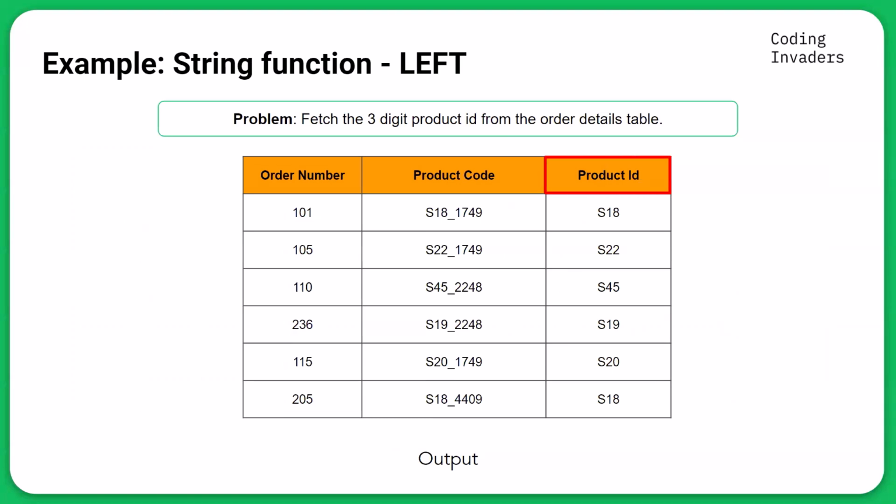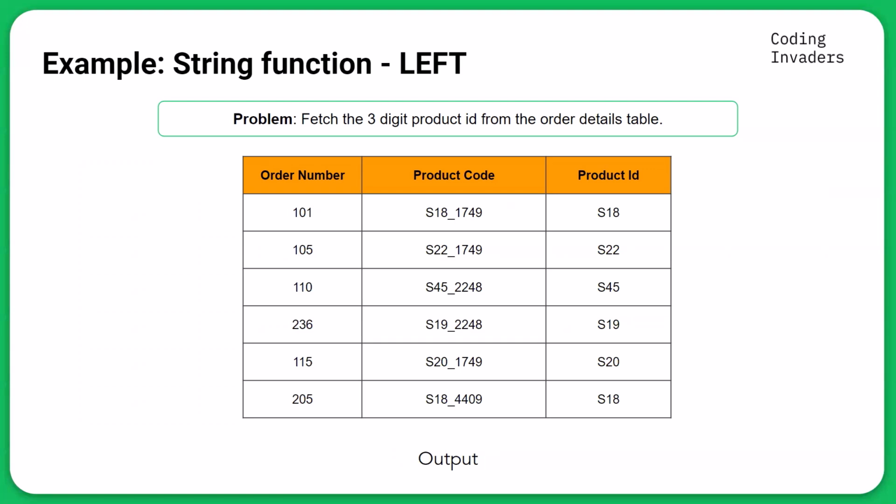From where is the product ID fetched? From the starting 3 digits of the product code. For example, in first row, the product code is S18_1749. So the product ID is starting 3 digits, that is S18. Similar goes for the second row, that is S22_1749. Hence, the first 3 digits are S22. Hence, the product ID is S22.